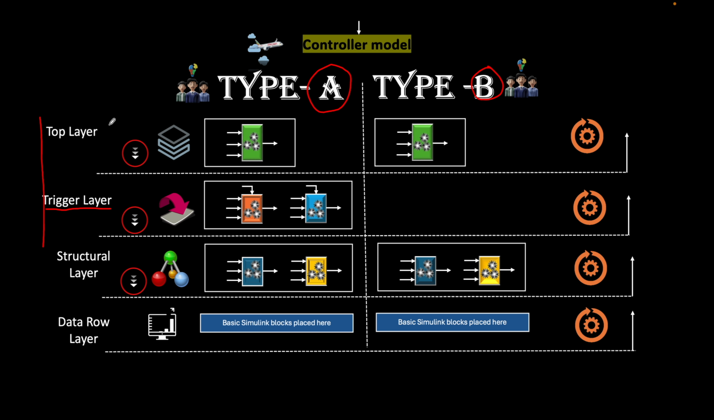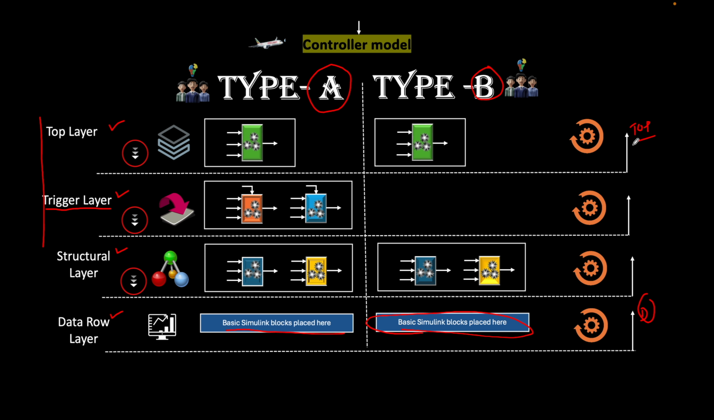Coming to the top layer, it will be present at top, and we will see the detailed description of all these layers, how you should define all these layers. Then as we discussed already, is the trigger layer, and then the structure layer. Inside this multiple subcomponents will be connected, and then you will have the data flow layer. Here you will be using all the basic Simulink blocks, and with the help of these blocks you will be creating the design, and the simulation data flows from the data flow layer to the top layer.